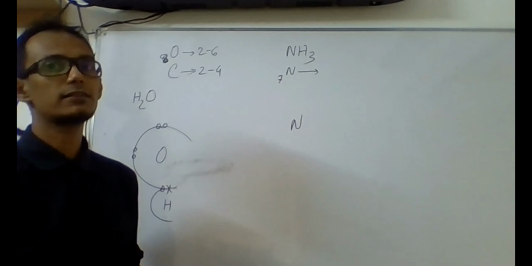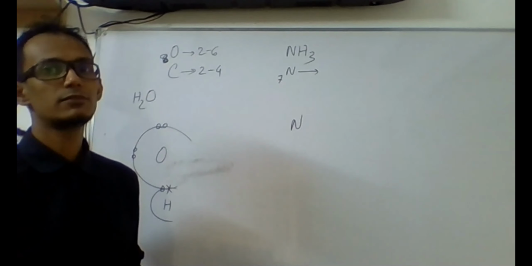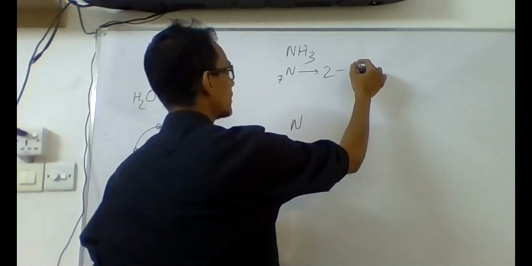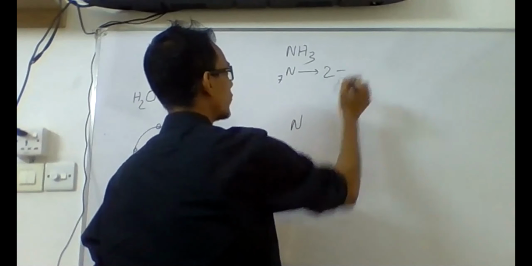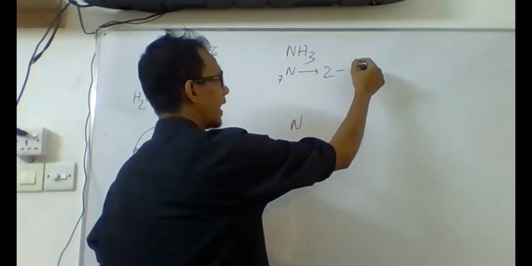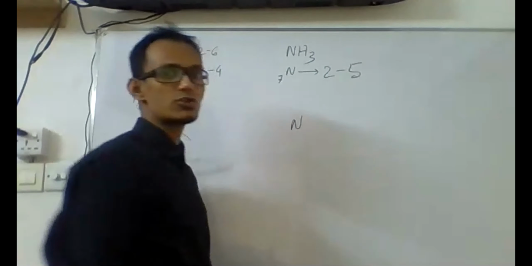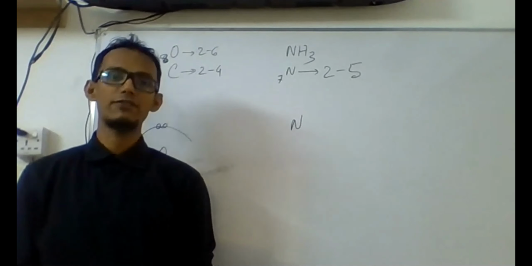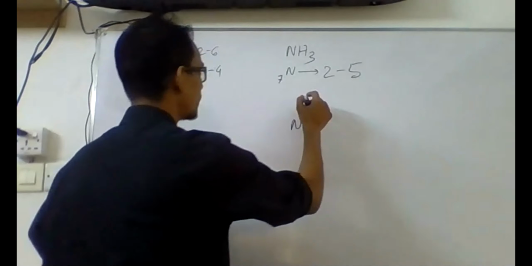Electronic configuration? First shell, how many electrons? 2, then second shell? 4. No. 2, 5. Very good. So how many electrons are present in the outer shell of nitrogen? 5 electrons. So see how I am drawing nitrogen.